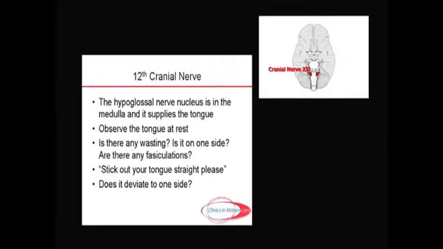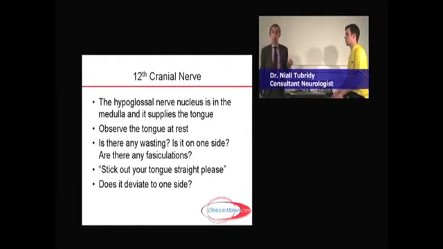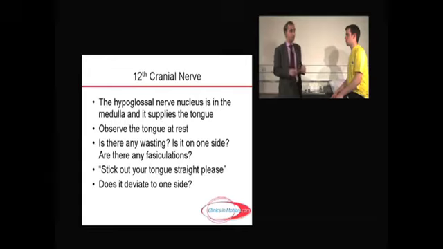The 12th cranial nerve is the hypoglossal nerve. Its nucleus, as we stated in earlier parts of this demonstration, is in the medulla, or bulb of the brain stem. It is the nerve supply to the tongue. So it's straightforward enough, but so long as you remember, as I've said on a number of occasions, that the tongue is a muscle. Therefore, it must be observed at rest. You must look for wasting, fasciculations, look at its movement, and even indeed test its power.